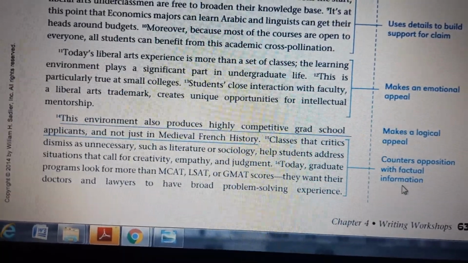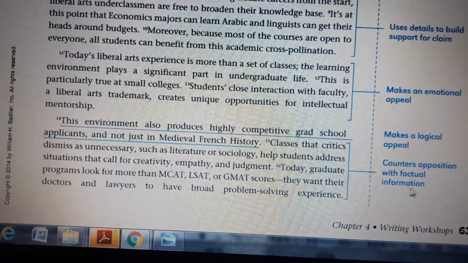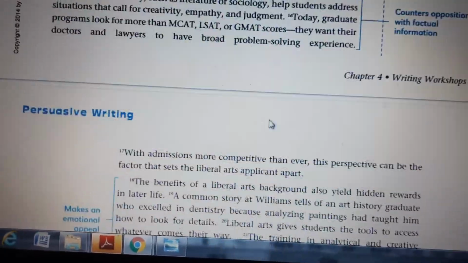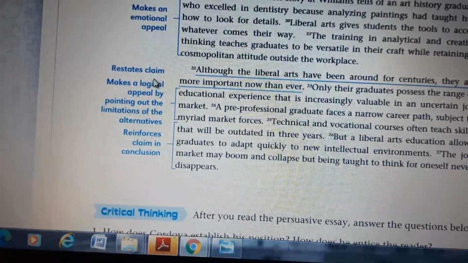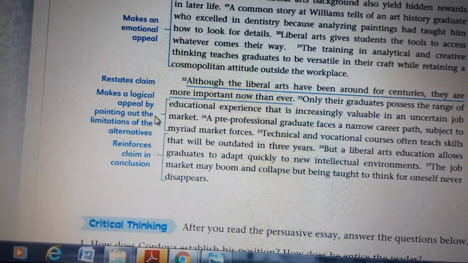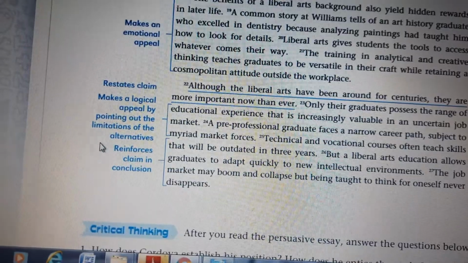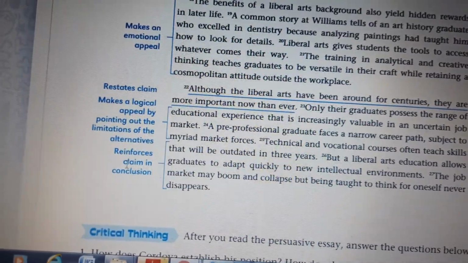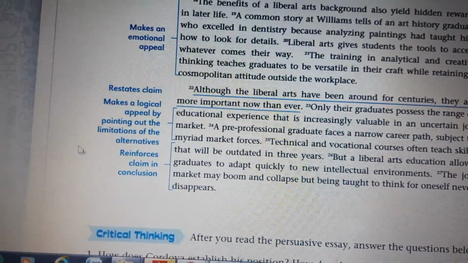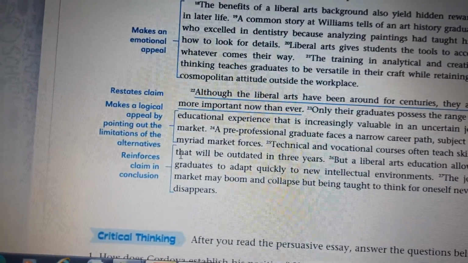And another counters opposition with factual information, and makes another emotional appeal. Restate claim, makes a logical appeal by pointing out the limitations of the alternative, reinforces claim and conclusion. The last thing you should write is a conclusion.